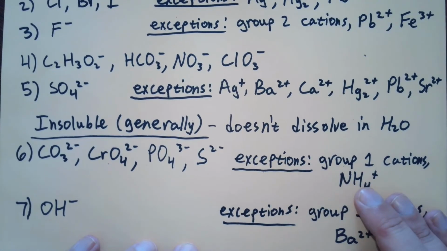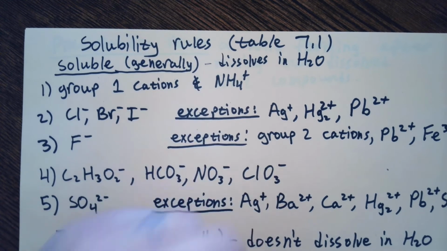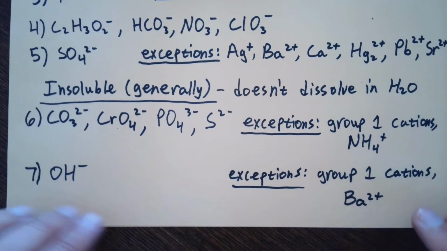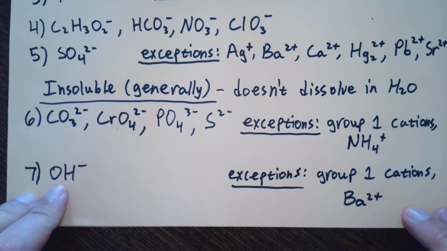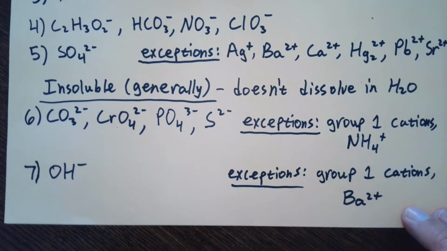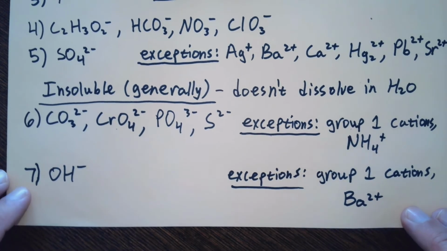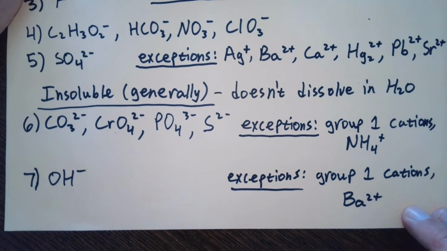Now the exceptions are basically all the stuff from Rule 1: group 1 cations and ammonium. Which, by the way, if you look at the table, you won't see ammonium up here. It's just another way I'm better. Okay, so the last rule, the hydroxide polyatomic anion. Those are generally not soluble unless they're paired with group 1 cations or barium. So, yeah, that's pretty much it for the rules.